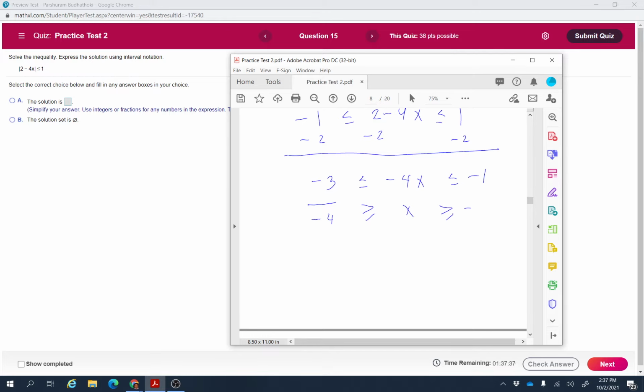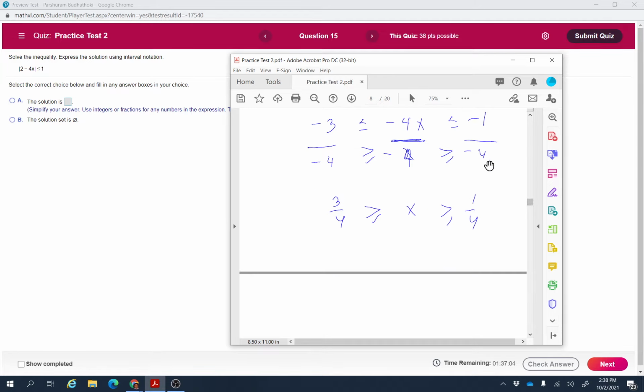We are dividing this by negative 4. So after division by a negative number, this sign will change. On the left side we're going to get 3 over 4, because this negative and this negative will cancel out. This sign will now be greater than or equal to. This negative 4 cancels out, and on the right side will be 1 over 4. So the value of x is from 1 over 4 up to 3 over 4. Okay, this 3 over 4 is greater.